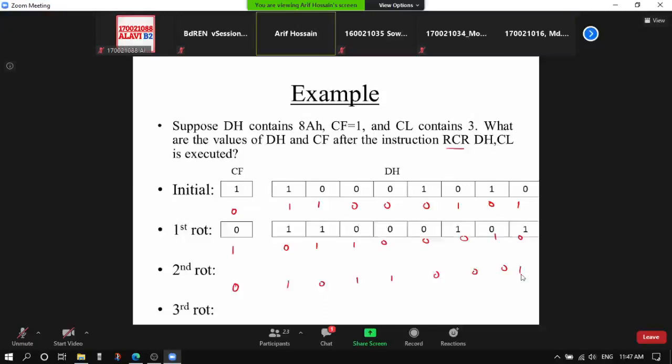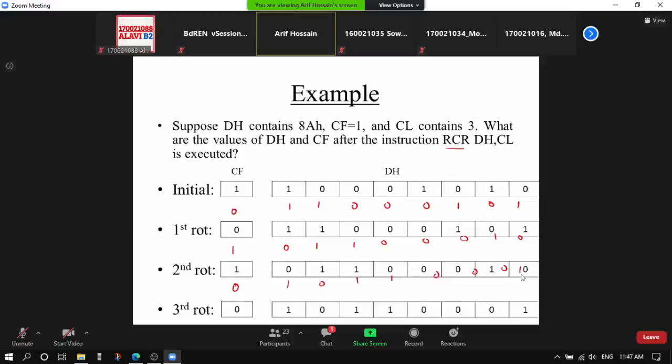Now let's check. The first answer you gave is right. The second one you gave is also correct. The third one you gave is also correct. So the final answer is your DH will contain B1H. If you convert this to hexa, you will get B1H and your carry flag will be 0.